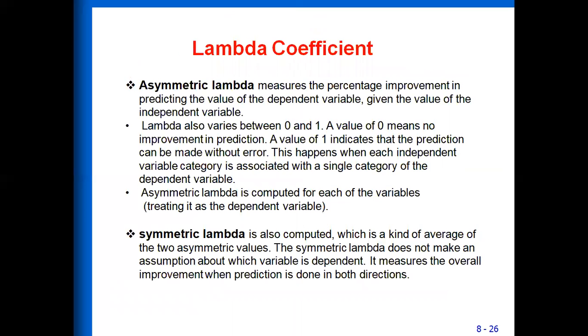Then the lambda coefficient can be asymmetric or symmetric. In asymmetric lambda, we take one variable as the dependent variable and another as the independent variable, and we find the association or prediction of the dependent variable depending upon the value of the independent variable. If we take the average of both asymmetric values, in which the dependent variable is x once and y another time, then it is called symmetric lambda. That means it measures the improvement in prediction in both directions, whether the dependent variable is x or y.